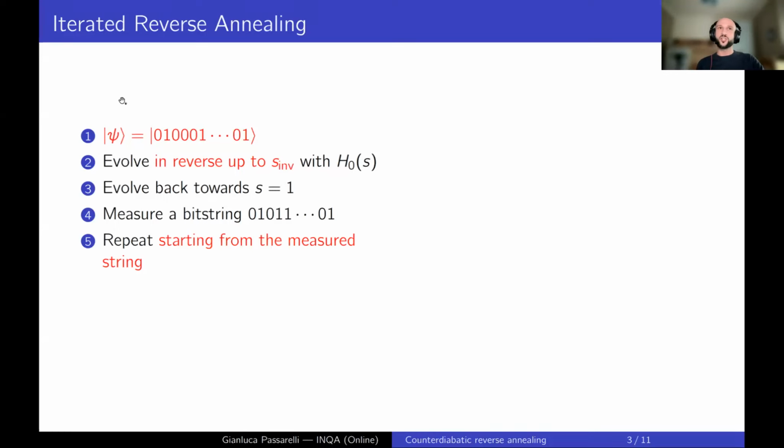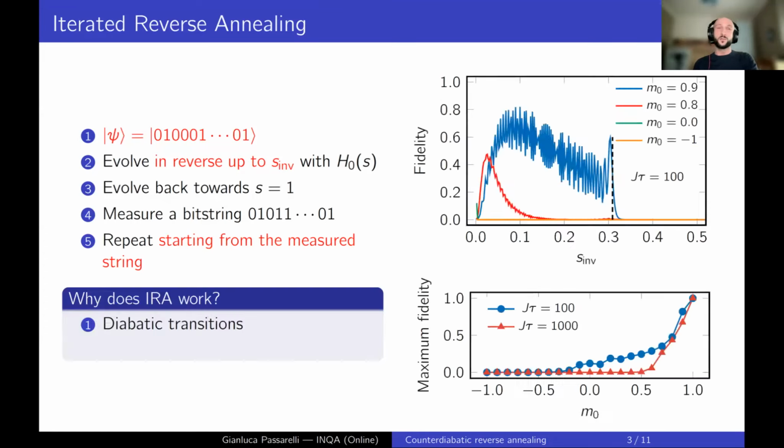Of course, as you can imagine, since this is typically an excited eigenstate of the Hamiltonian at t equals 0, iterated reverse annealing cannot be based on the adiabatic theorem, because if you initialize the state in an excited eigenstate and your dynamics are adiabatic, the system will be found in the same eigenstate at the end of the evolution. So it means that iterated reverse annealing must involve somehow some diabatic transitions connecting the initial state to the ground state that you want to realize.